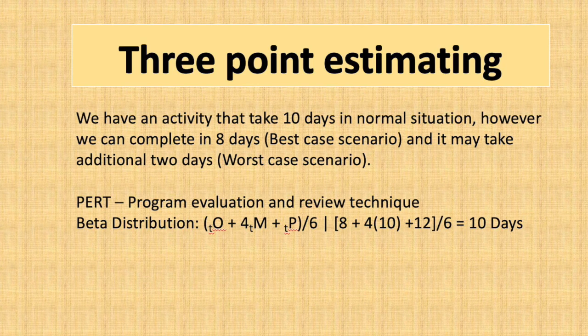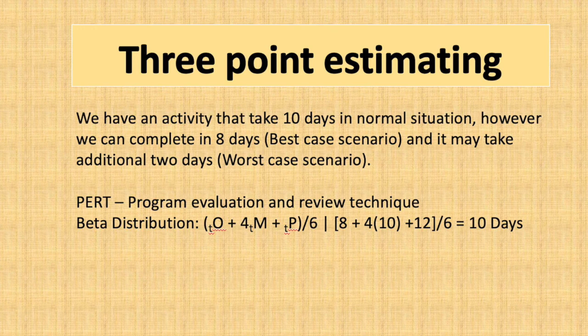Let's talk about PERT. What is PERT? PERT is Program Evaluation and Review Technique. This is also called beta distribution. If we have more chances of normal situation, we use beta distribution. In this situation, we take 4 times weightage of most likely and less weightage of optimistic and pessimistic situation. So the formula will be optimistic time plus 4 times most likely plus pessimistic time, divided by 6.